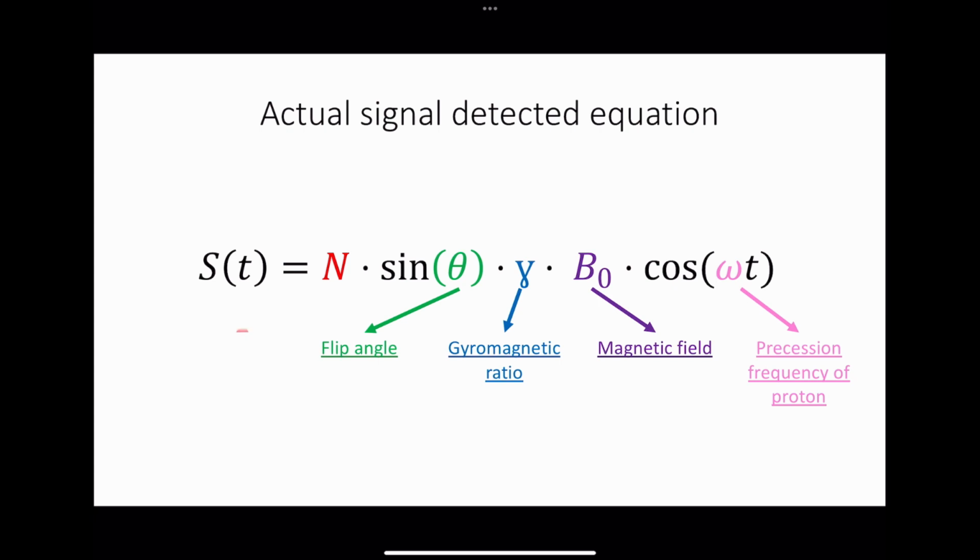Lastly, there isn't just one spin occurring at a time. In reality, there are billions of spins that actually contribute to the signal. This is why a factor of N is multiplied into the equation, which shows the number of spins contributing to the signal.